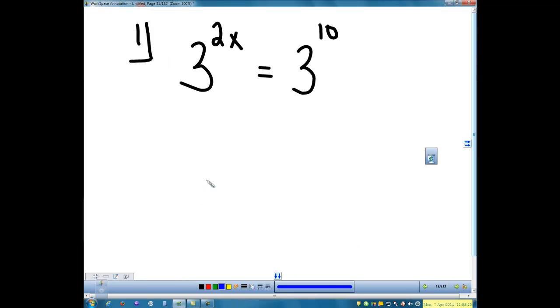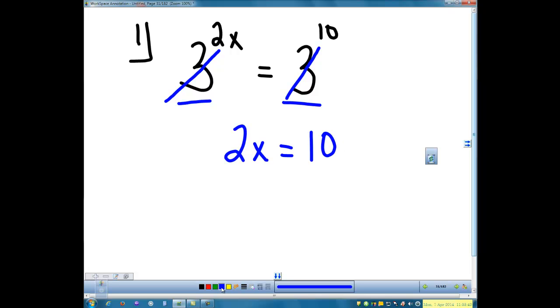Example 1. The first thing to do is look and see if the bases are the same. In this case, both the bases are 3. We don't need the bases if they're the same. Set the exponents equal to each other and solve for x. Divide both sides by 2 and x is equal to 5.